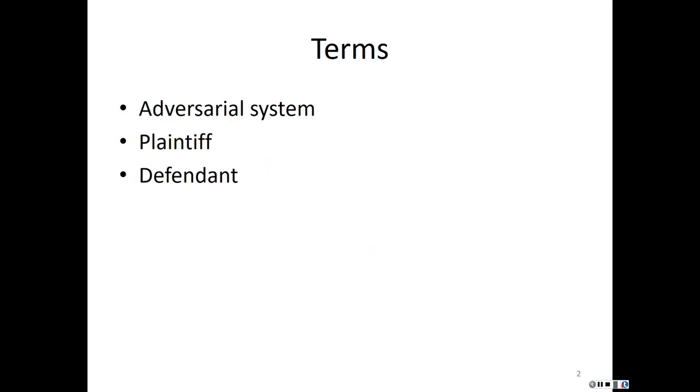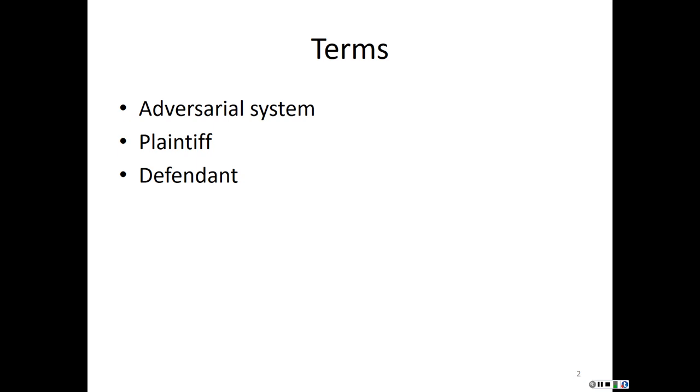Hello students. Today's lecture we're going to be talking about the Texas Judiciary, the Texas judicial system. To get started, there are some basic concepts or some basic terms that we need to understand about the Texas Judiciary.